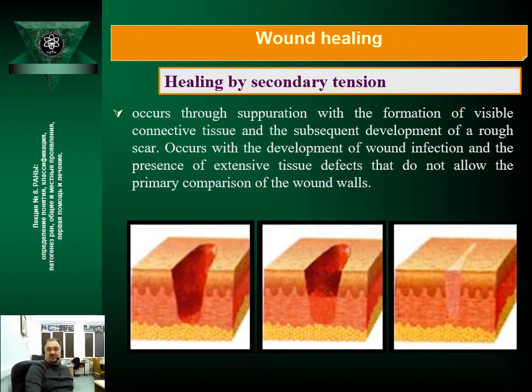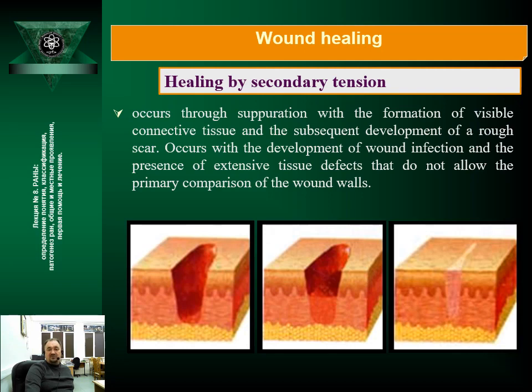Healing by secondary intention most often occurs through suppuration with the formation of visible connective tissue. That is, a large, huge conglomerate of granulation tissue is formed directly in it. Then rough connective tissue begins to form there, and as a result, a rough scar is formed. It occurs with the development of a wound infection or in the presence of extensive tissue defects that are not closed by surgical aids or plastic surgery. And, as a consequence, all this prevents the primary comparison of the wound walls.